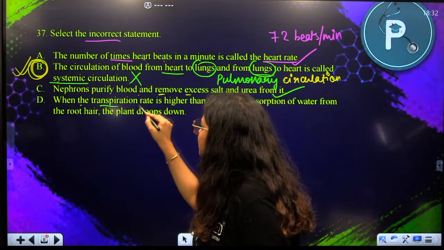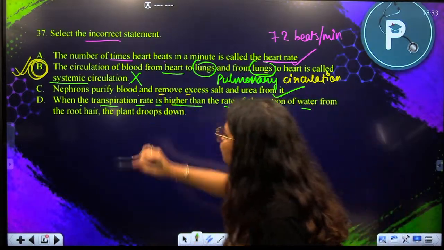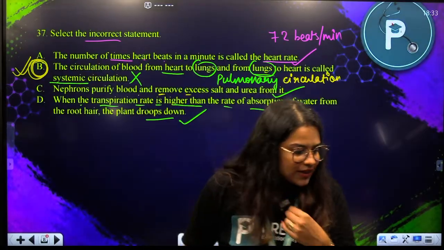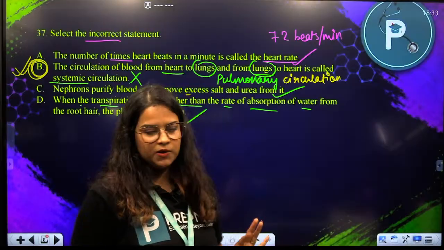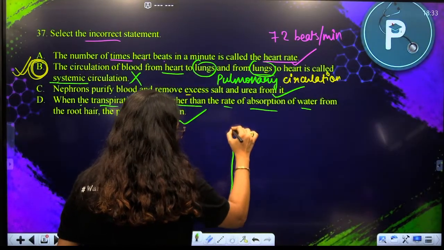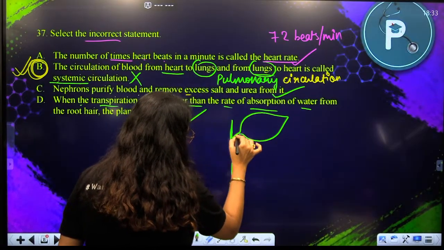When the transpiration rate is higher than the rate of absorption of water from the root here, the plant droops down. Yes. See, we know that the plant continuously loses water through transpiration. So suppose if this is the plant here, let's imagine that this is a plant here. Okay, this is a leaf of a plant.